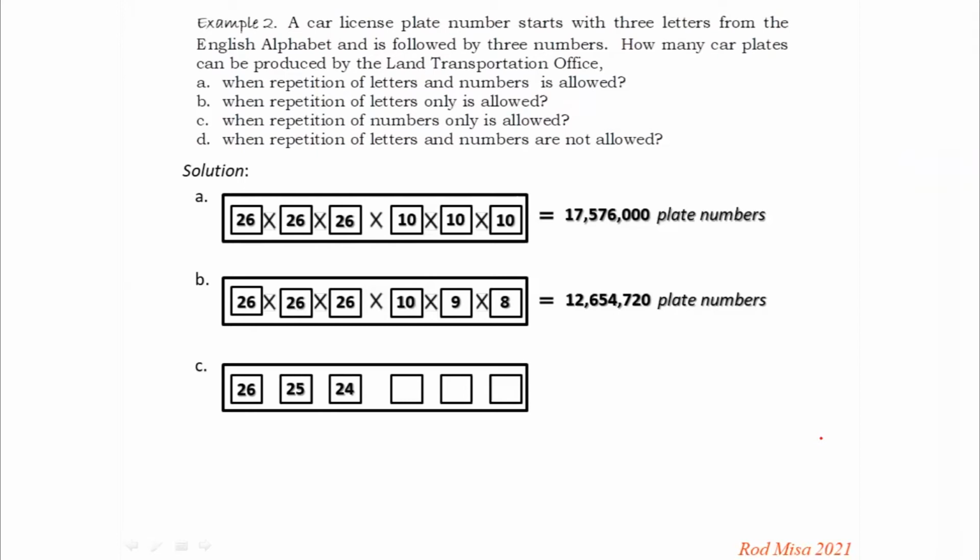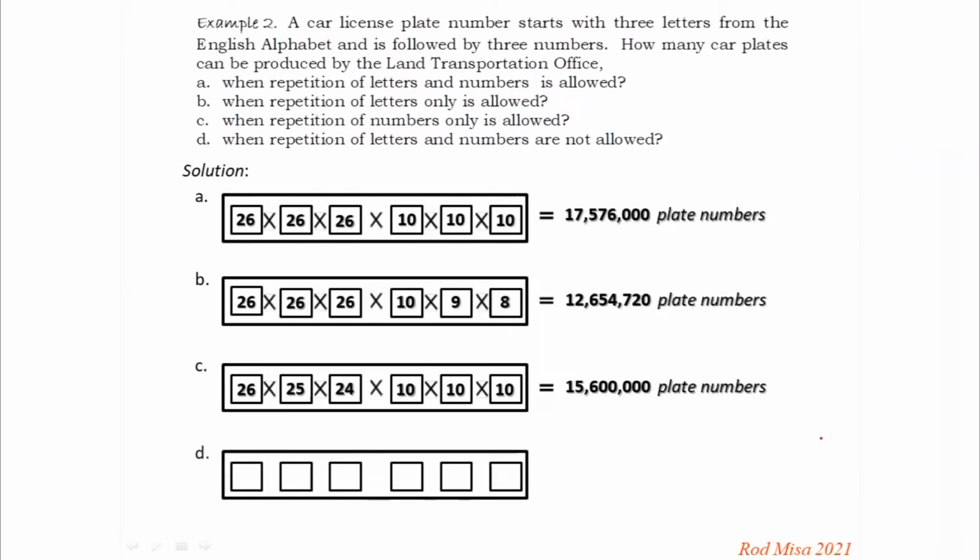And for the first number, I can choose any of the 10 numbers from 0 to 9. And also 10 choices for the second position because repetition of numbers is allowed here. Then I can also use any of the 10 numbers for the third position. Therefore, multiplying these numbers, I will get a product of 15,600,000 plate numbers.